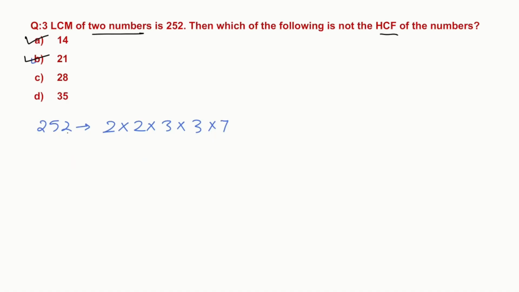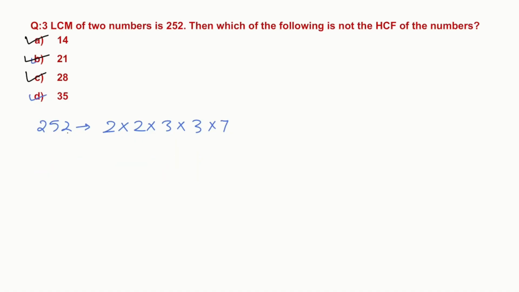Now we will check with 28. So factors of 28 are 2 times 2 times 7. So all the factors of 28 are also there in factors of 252. We have a pair of 2s and one 7. So 28 can also be HCF of these two numbers.